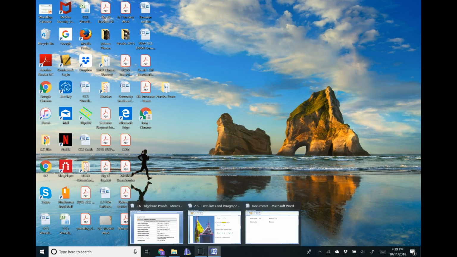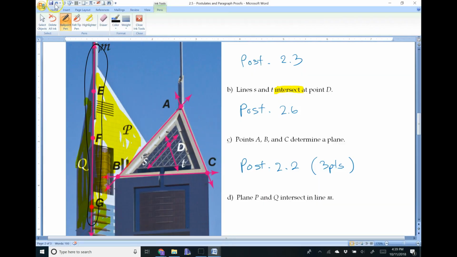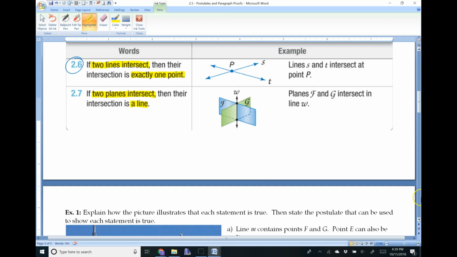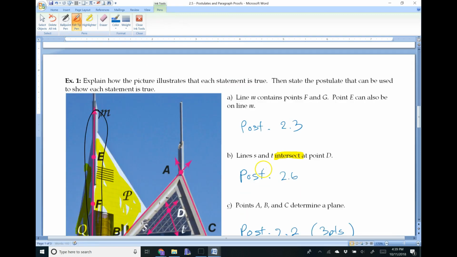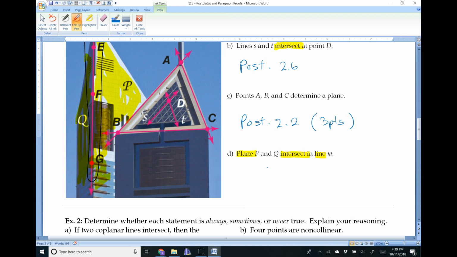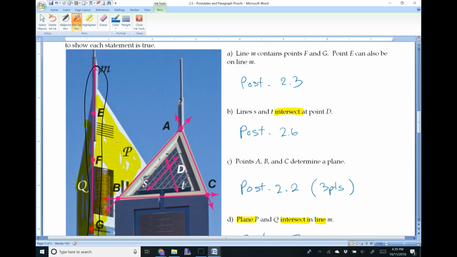Let me get back to it. Okay. So we're looking for the word intersection. We're looking for something to do with planes here. And he created a line, right? So looking back here, intersection in a plane, it's got to be postulate 2.7. It's got to be. So postulate 2.7. Two planes create a line. So this was just a warm-up for us. Hopefully that wasn't too bad.